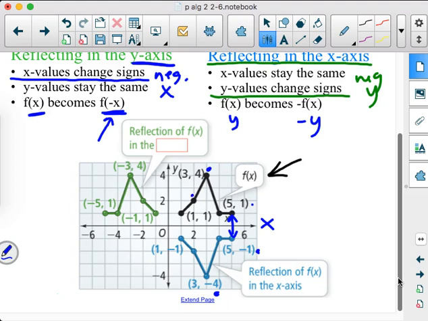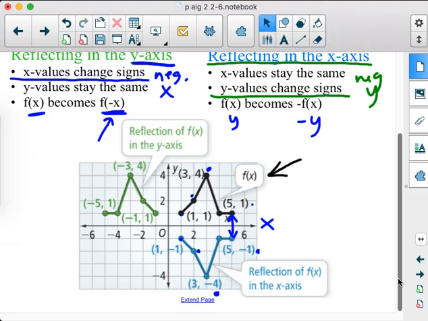If we have this 2, 2, that's going to be down here at 2, negative 2. And if we have 1, 1, that's going to become 1, negative 1. Reflecting over the x-axis makes the y negative. Now don't look at the blue one anymore.